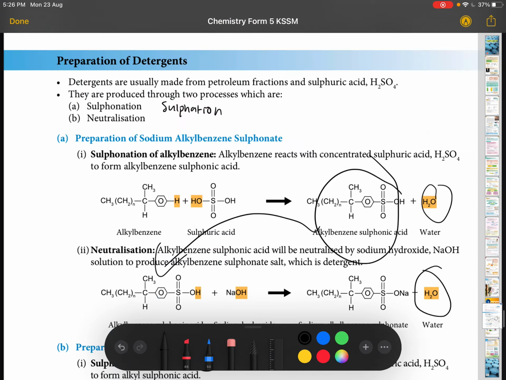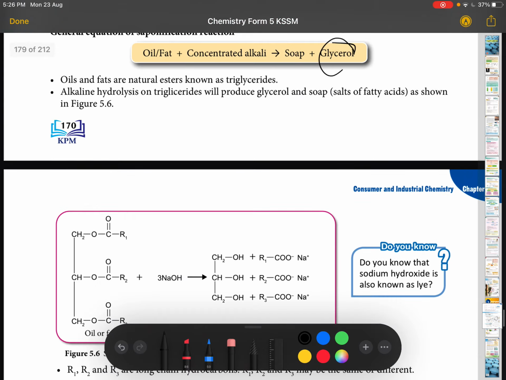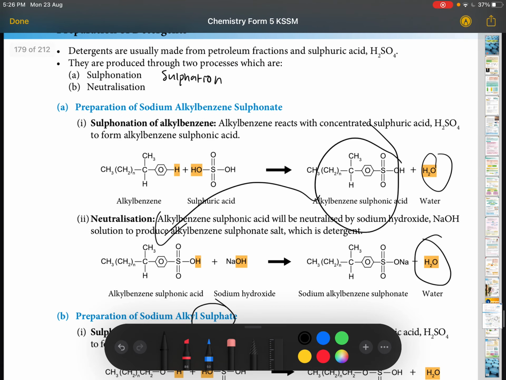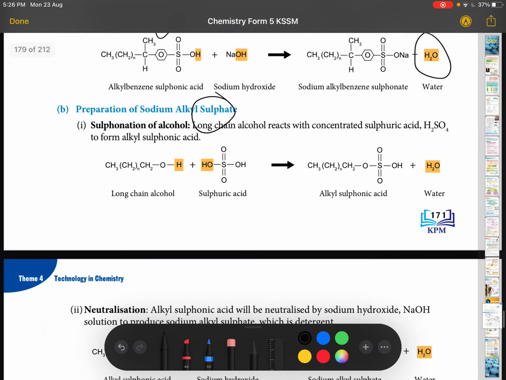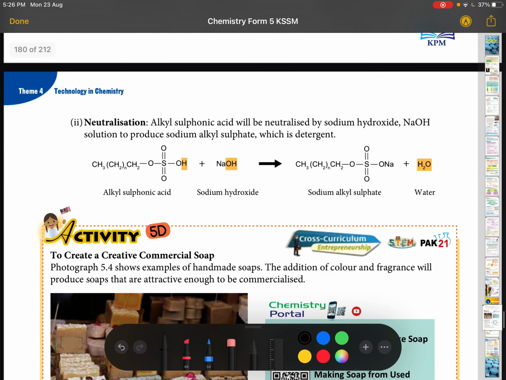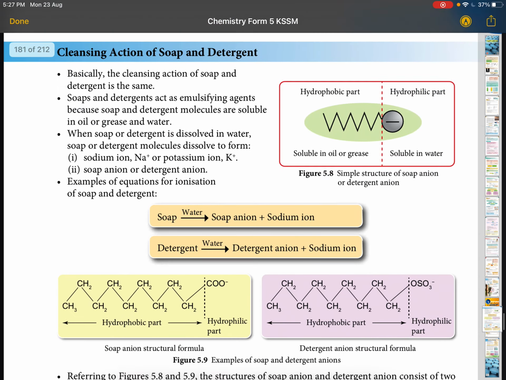The difference between sodium alkyl benzene sulfonate and sodium alkyl sulfate is that you start the first reaction with alkyl benzene, while you start the second reaction with alcohol. But they are the same process. You just add sulfuric acid, and then you'll get water, and then you neutralize that product, and you'll get water again. Of course you have to react it with sodium hydroxide, because for neutralization you must have acid and alkali, so they react together, and then it will neutralize. So that's that.